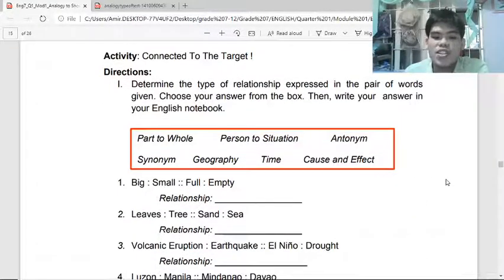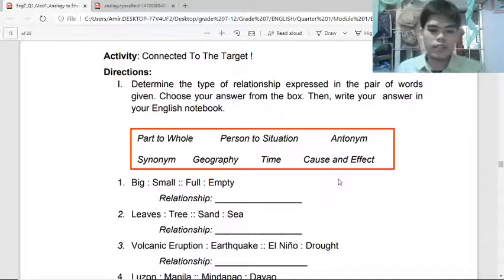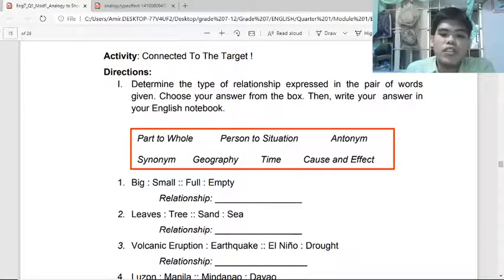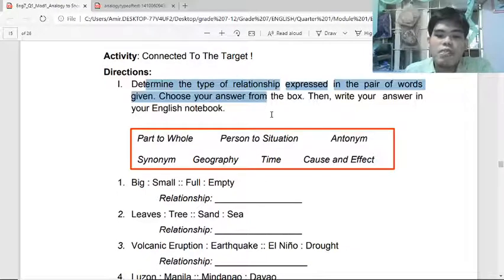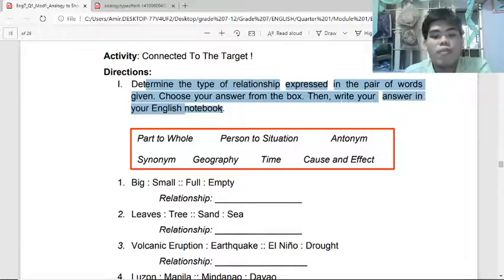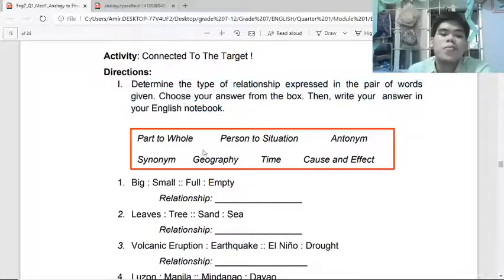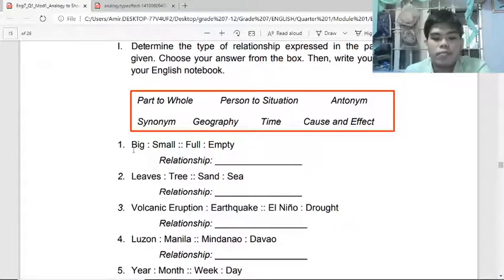So, let's answer this. Note their relationship. Determine the type of relationship expressed in the pair of words given. Choose your answer from the box. Then write your answer in your notebooks, or just listen. So, we have the first one. Big and small.